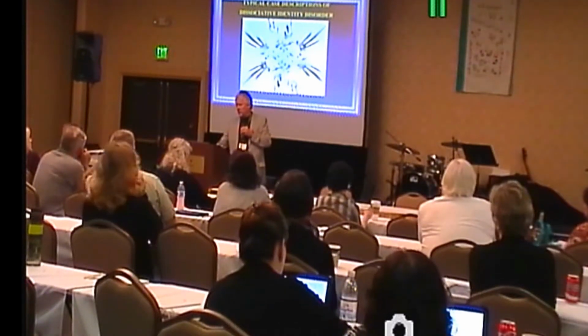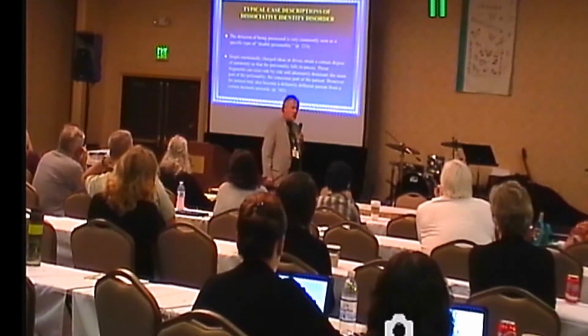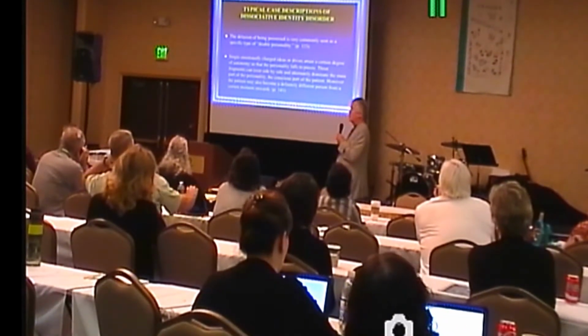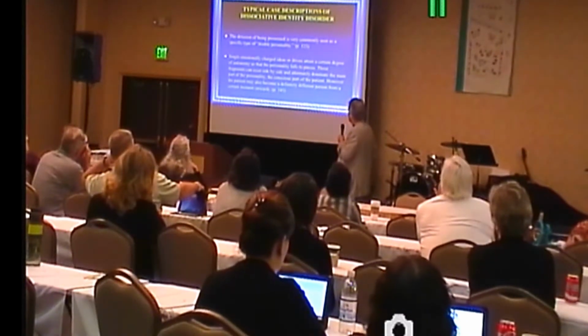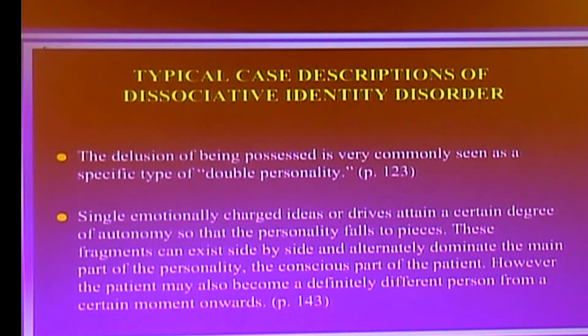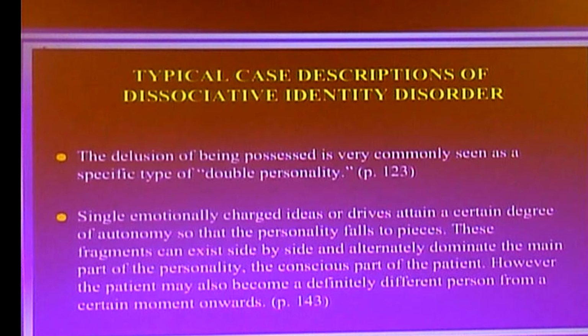So now, what is the difference between schizophrenia and DID anyway? Well, here's a classical book. What disorder do you think this author is describing? He's describing typical patients. The delusion of being possessed is very commonly seen as a specific type of double personality. Single emotionally charged ideas or drives attain a certain degree of autonomy so that the personality falls to pieces. These fragments can exist side by side and alternately dominate the main part of the personality, the conscious part of the patient. However, the patient may also become a definitely different person from a certain moment onwards.